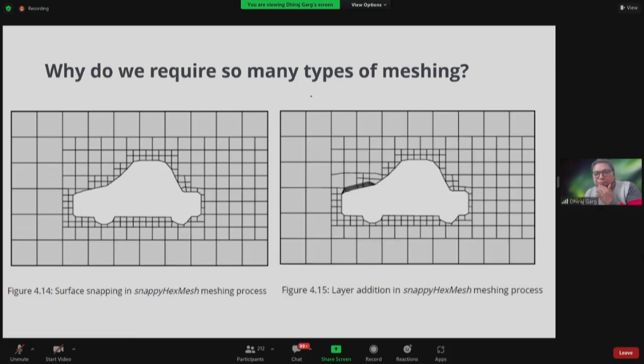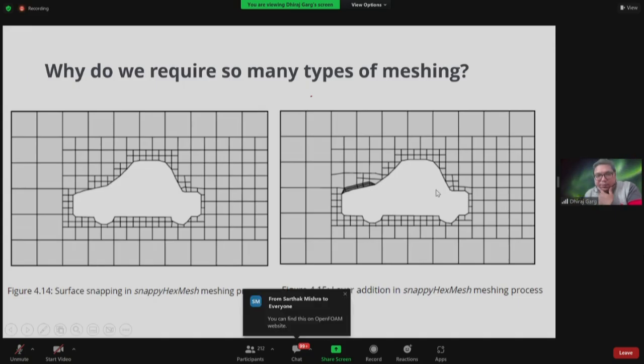Then to further capture certain places where, let's say, here the drag is more or you want to see variations are high, you create additional surfaces, additional meshing here.